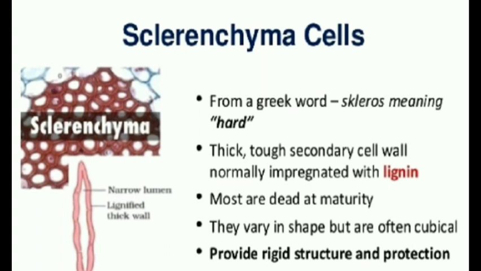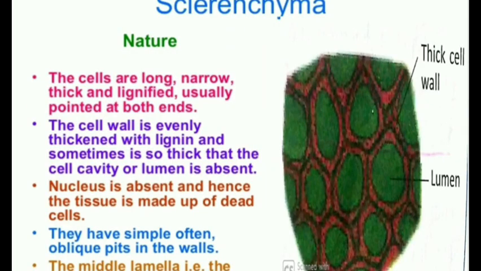The cells are long, narrow, thick and lignified, usually pointed at both ends, as you have seen in the previous slide. The cell wall is evenly thickened with lignin and sometimes is so thick that the cell cavity or lumen is absent. Nucleus is absent and hence the tissue is made up of dead cells. They have simple, often oblique pits in the walls. The middle lamella, that is the wall between adjacent cells, is conspicuous, meaning quite visible.